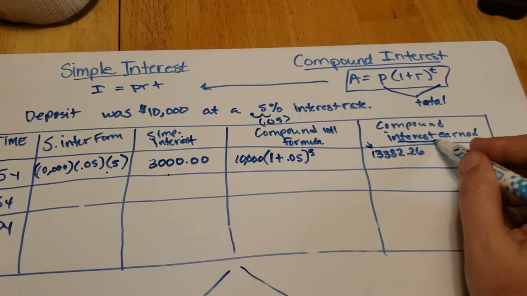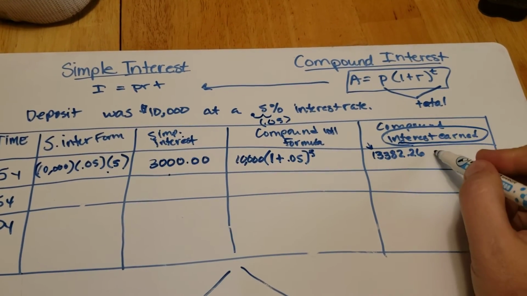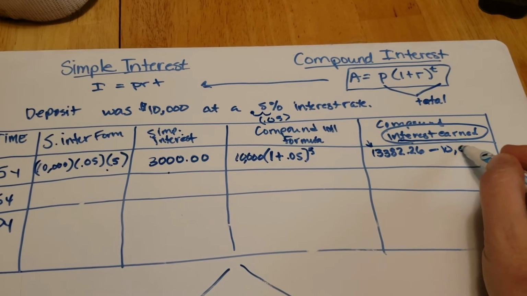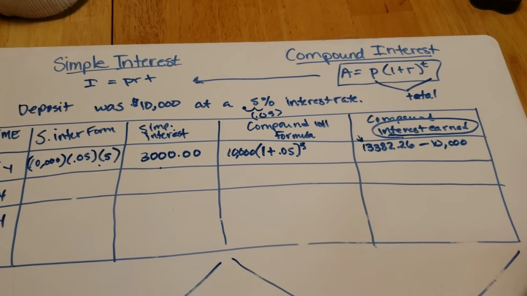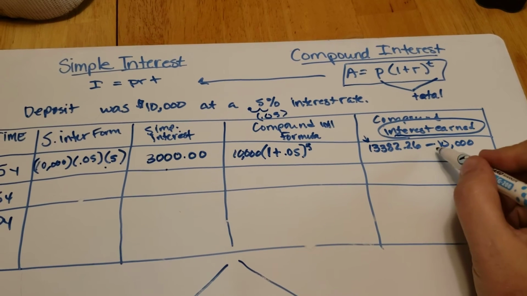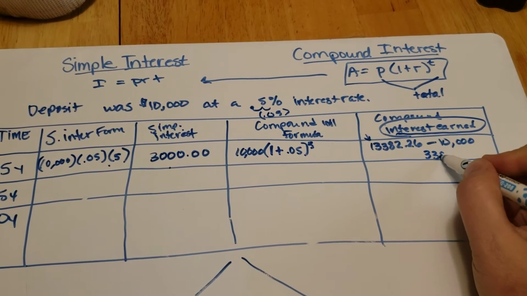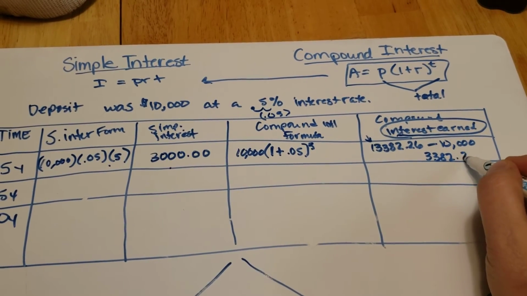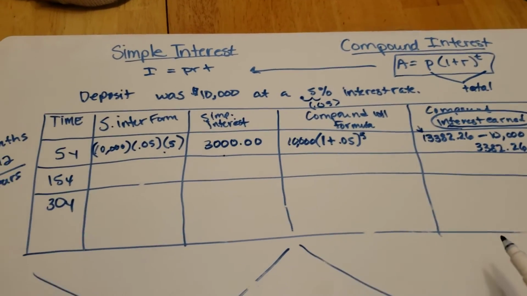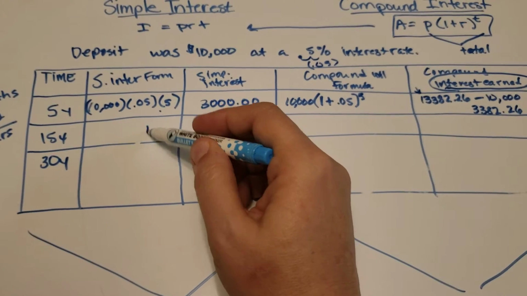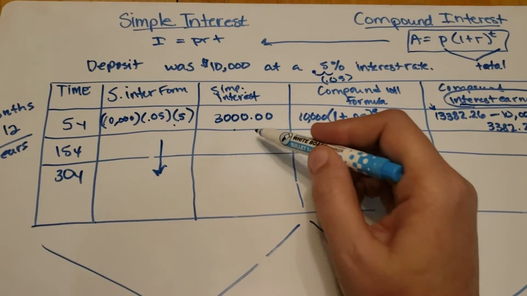So if you want to know what you earned in interest, you'll need to subtract that $10,000 that you actually deposited in first to get the interest that you earned, which is $3,382.26. So you'll follow this throughout the whole table here.